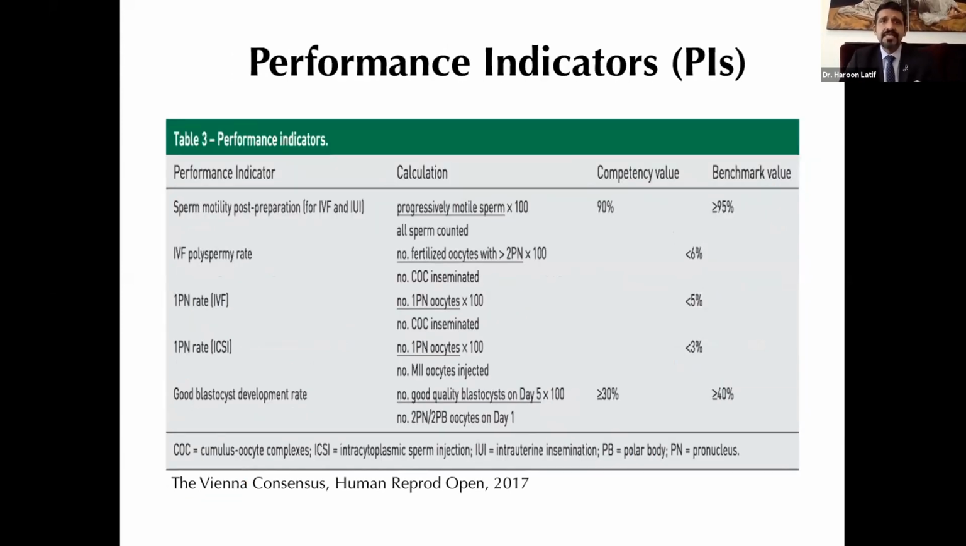Now, coming to the performance indicators, as I mentioned, these are the indicators which are documented and stored in an ART clinic. However, these indicators are not referred to regularly. These indicators include the sperm motility post-preparation for both IVF and IUI cases. It also includes the polyspermy rate in IVF and the 1PN rate in both IVF and ICSI cases. The good blastocyst development rate is an extremely important performance indicator, where the competence value is said to be around 30% or more, and the benchmark is said to be about 40% and more.